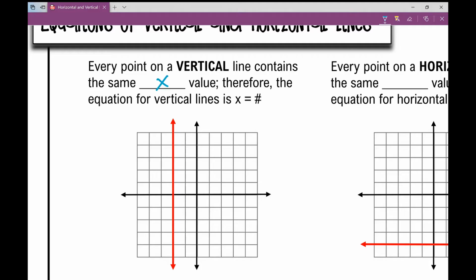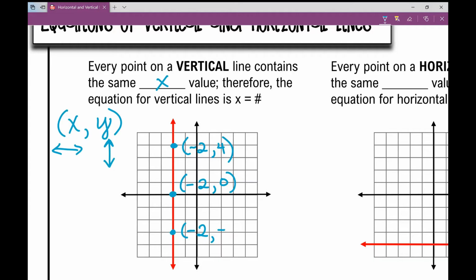So let's look at this vertical line right here, and I'm going to walk you through some points. And remember, ordered pairs are written x comma y. That first number tells you to move left or right. Second number tells you to move up or down. So this point right here represents the point -2, 0. What about this point up here? That would be -2, 4. What about this one right here? That ordered pair is -2, -3.